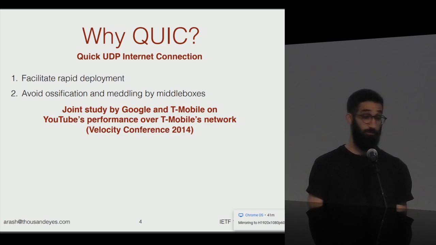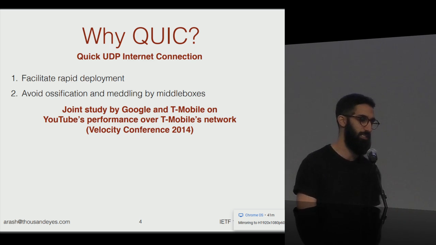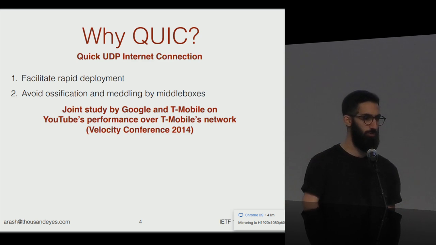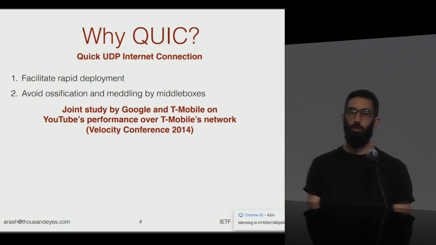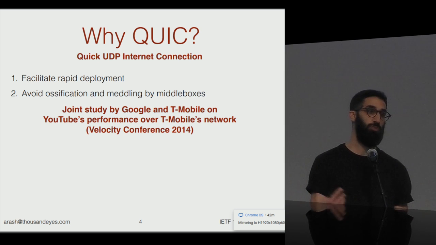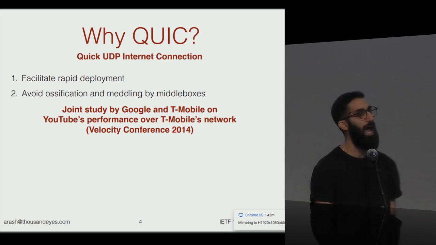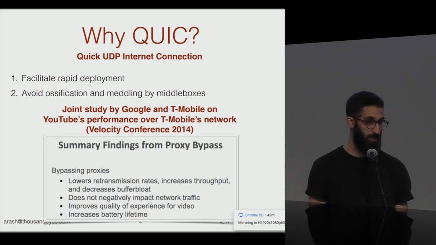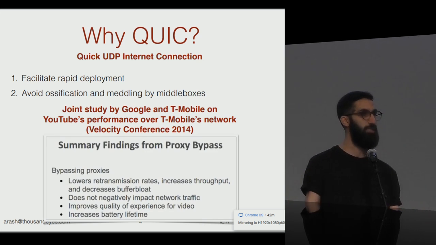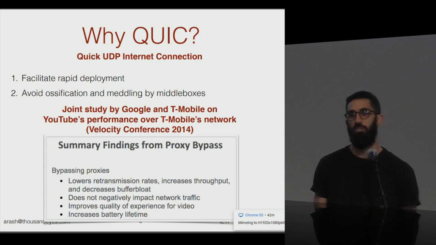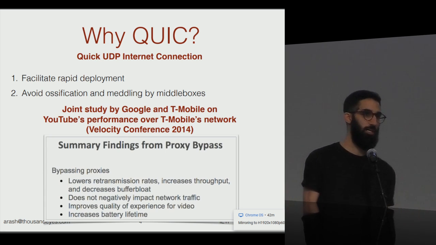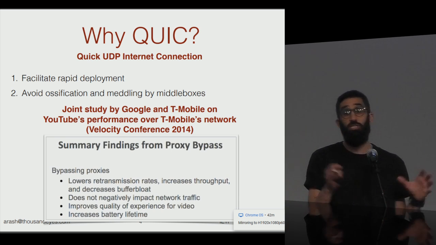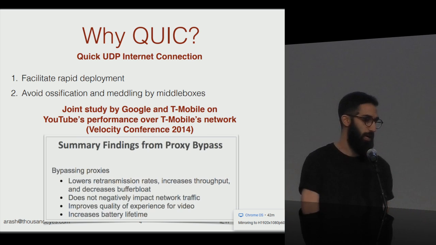One of the examples that I find very interesting was a joint work by Google and T-Mobile. It was a few years ago. It was presented at Velocity Conference, where they basically looked at YouTube's traffic over T-Mobile's network and how it interacts with their web proxies. And this is a summary of findings from their slides. They basically found that it's better that YouTube traffic does not go through the proxies because they're hurting performance. And I don't want to point any fingers at T-Mobile or YouTube. This is not an issue isolated to them.